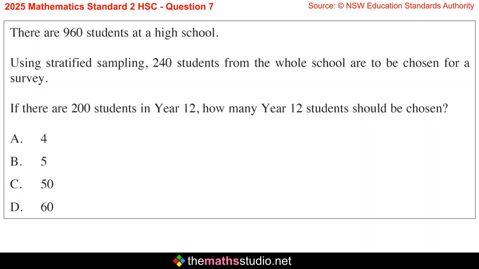Question 7. There are 960 students at a high school. Using stratified sampling, 240 students from the whole school are to be chosen for a survey. If there are 200 students in Year 12, how many Year 12 students should be chosen?